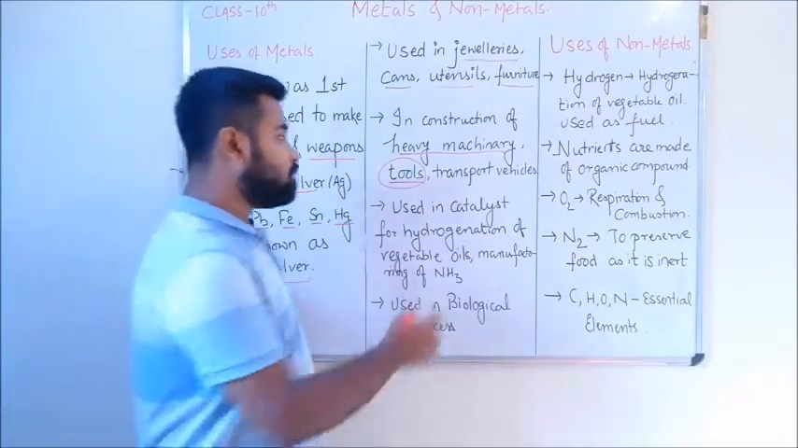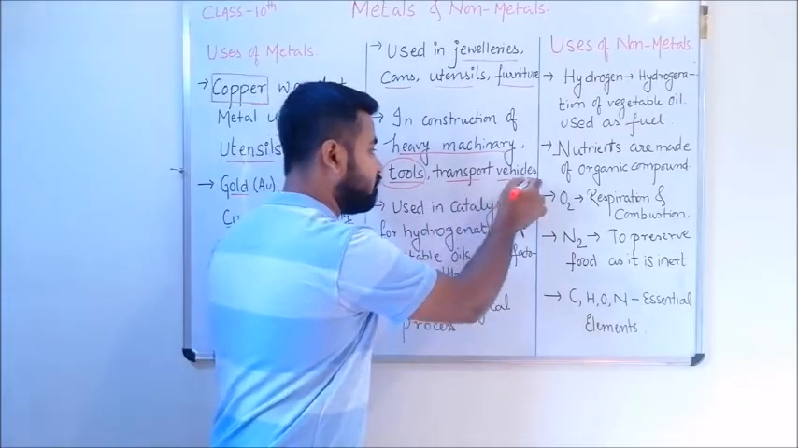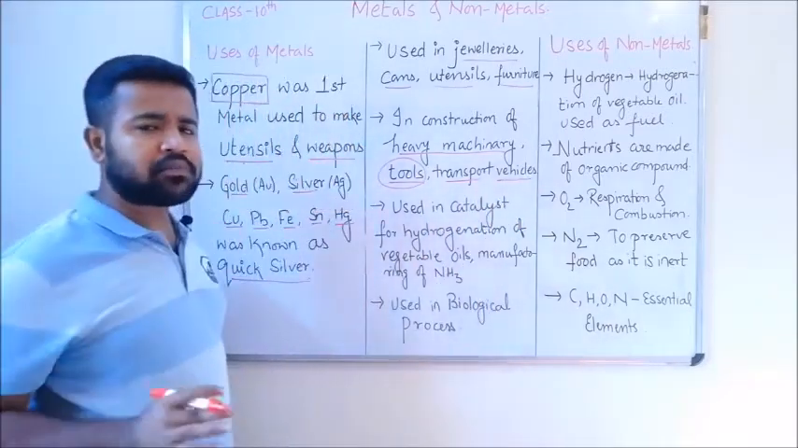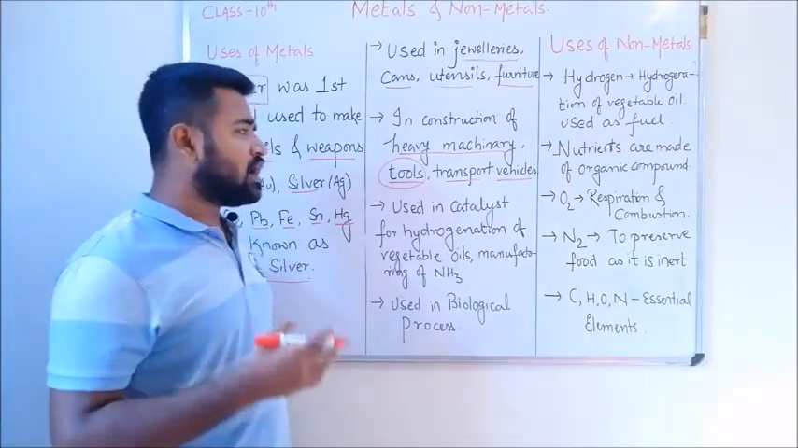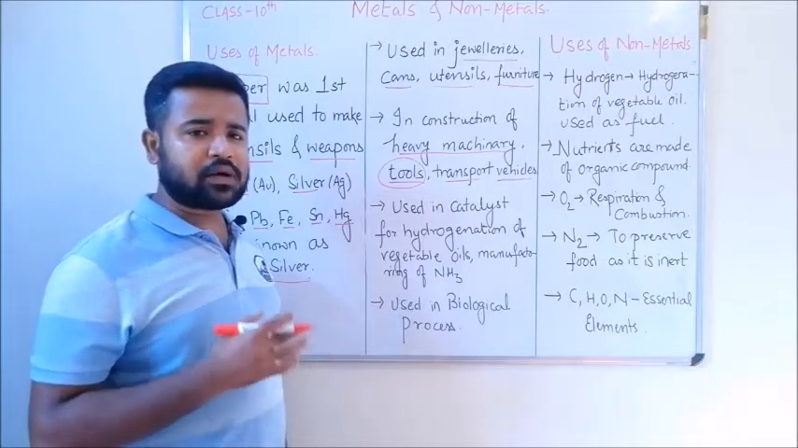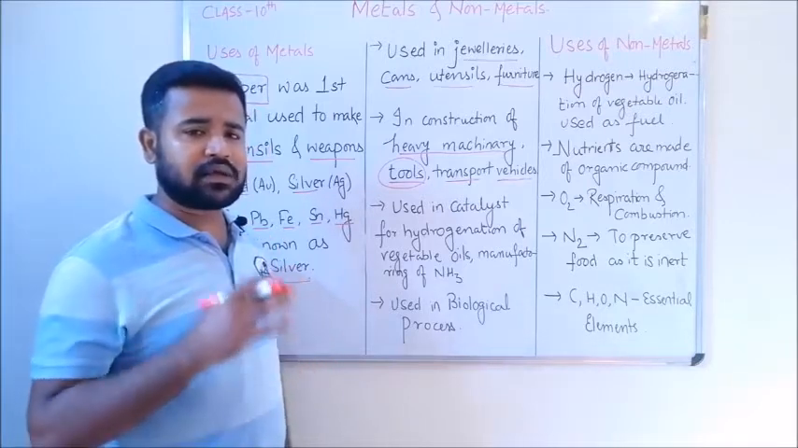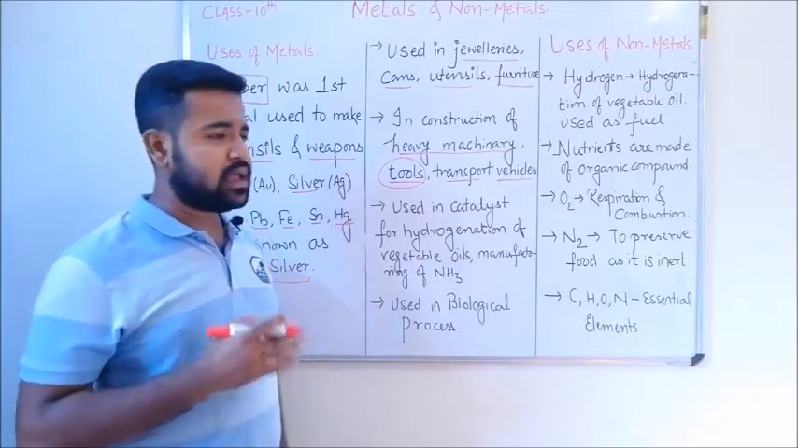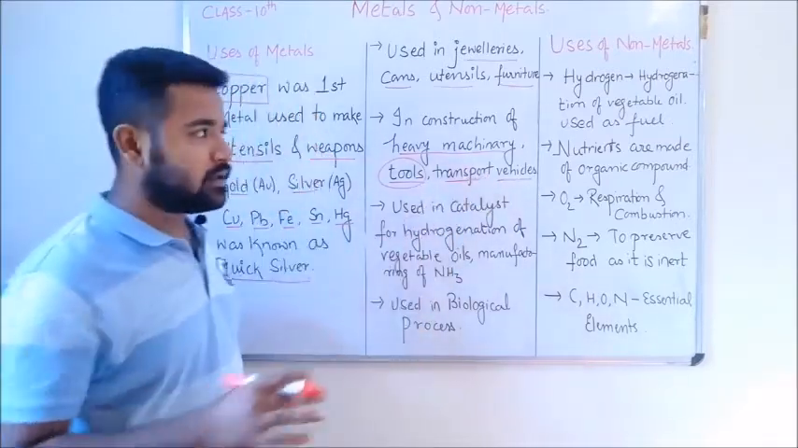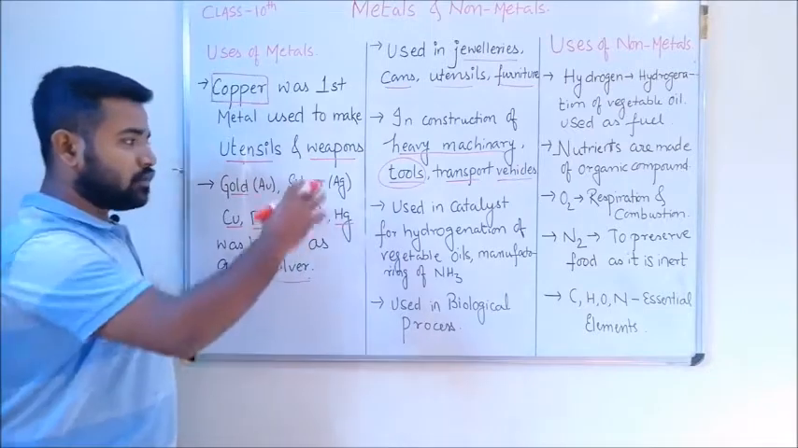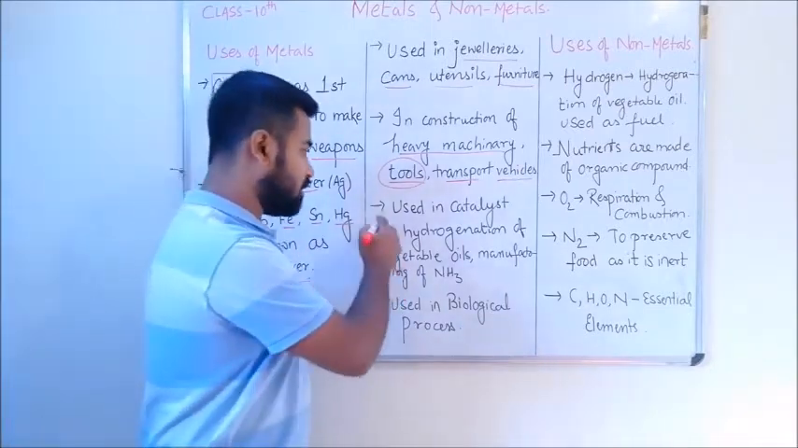Next, transport vehicles. We know that in mining areas there are big dumpers and big trucks. Those are generally prepared from iron, because it is highly strong, very hard, and very rigid, and that's why it can be used to make transport vehicles. So these are some of the uses. Further, we are continuing.